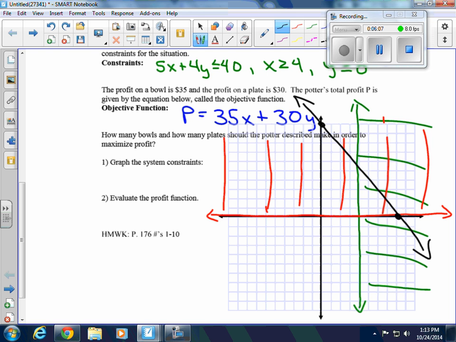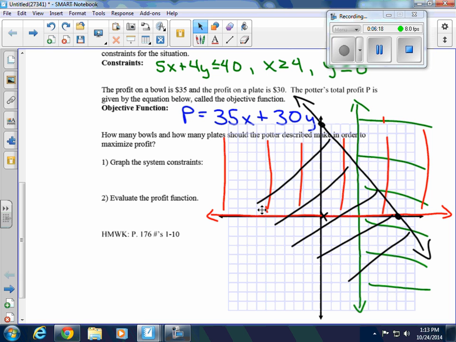And if we check an ordered pair, we'll check the point 0, 0, plug it in. Is 0 less than or equal to 40? Yes. So our constraints are everywhere here. So if we graph this, now our feasible region is everywhere in this area.